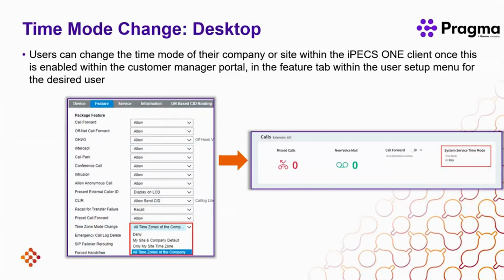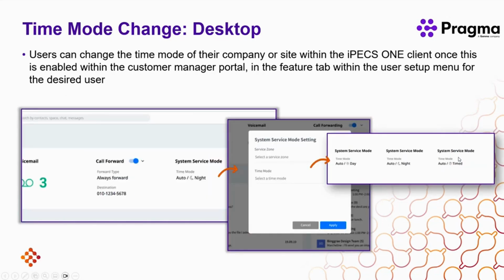Time mode change on desktop. Like it sounds, there's an option within the user setup menu currently for hard phones, this time zone mode change option. If you've got that set to the relevant access mode, you can see on the right here, this option will appear, system service time mode. You click that option, you get presented with the normal options you get on a phone. So changing the mode to be automatic, day, night, and then the time mode as well if you wanted it.